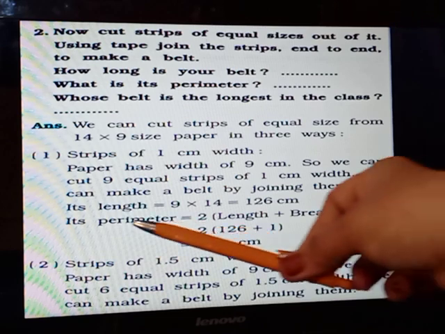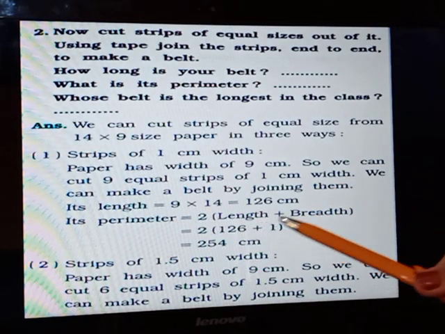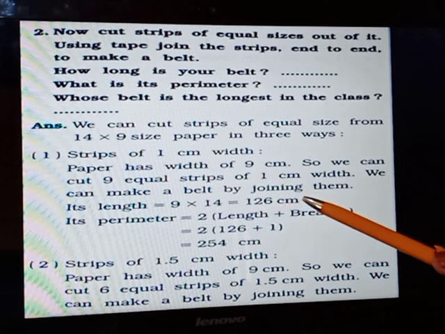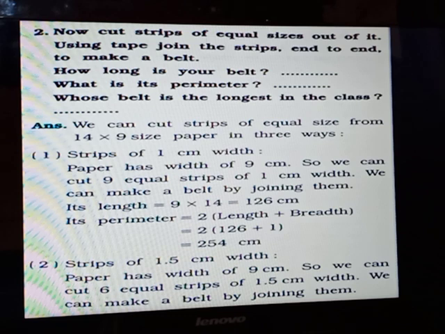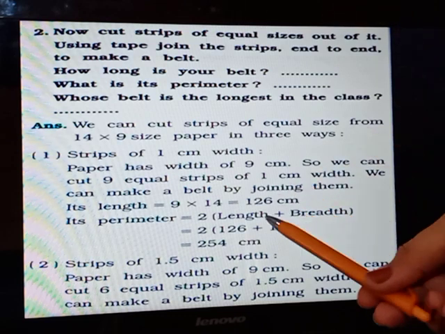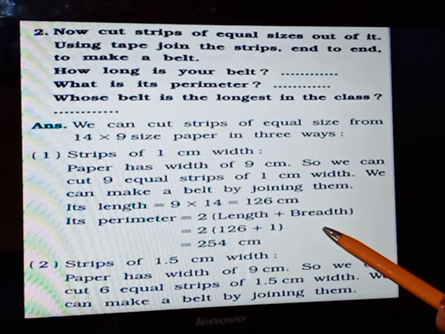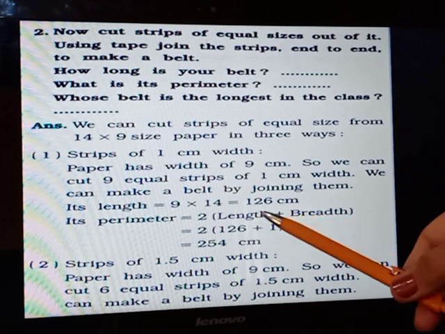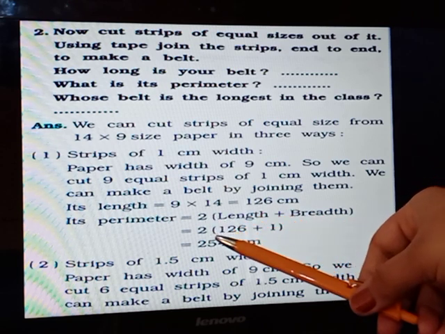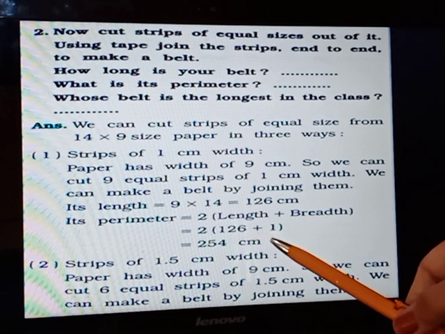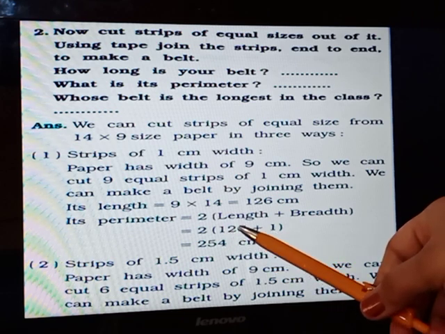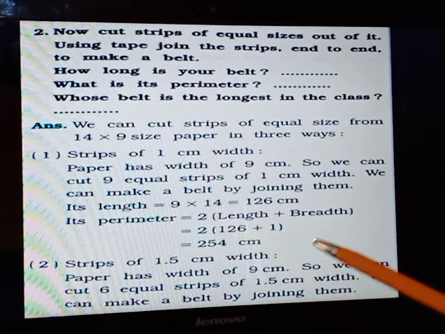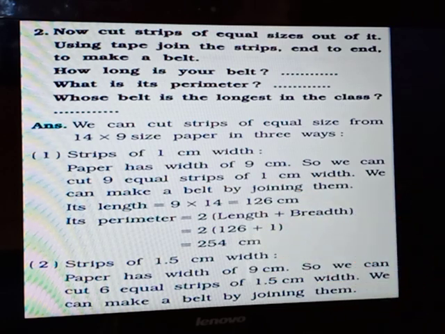Understood, children? Now its perimeter: 2 into bracket length plus width. This time we have got our length as 126 centimeter, because when you join your strips, total 9 strips, you will get another length, that is 126 centimeter, and from that you will find your answer. So length plus width equals 126 plus 1. 126 plus 1 will be 127, and when you open this bracket, 127 will be multiplied with 2, so you will get your answer 254 centimeter.